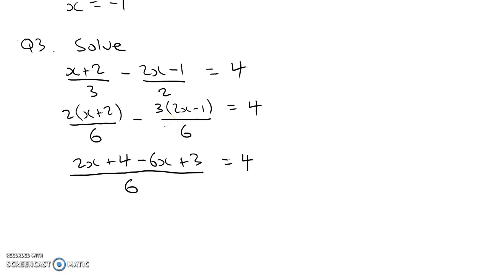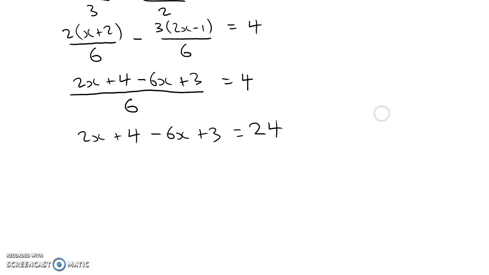Now, in order to tidy up this fraction, we're going to multiply 6 over to this side, so we'll get 2x plus 4 minus 6x plus 3 equals 4 times 6, which is 24. Now we can collect the like terms, so 2x minus 6x will give us minus 4x. 4 plus 3 gives us 7 equals 24.